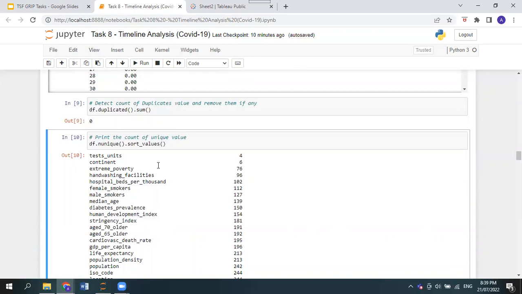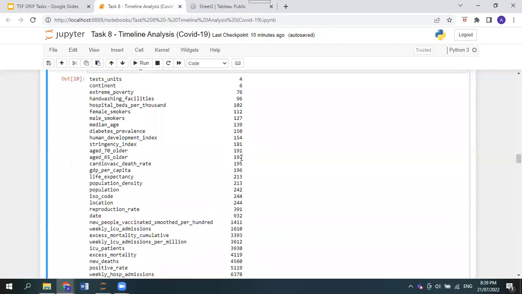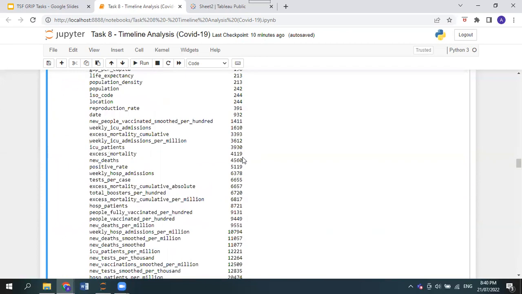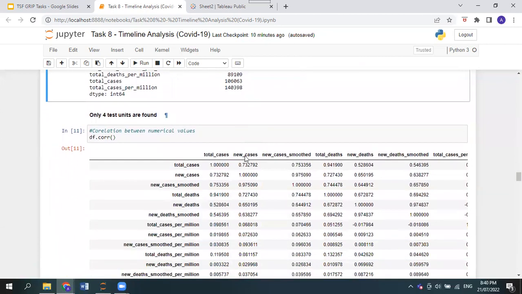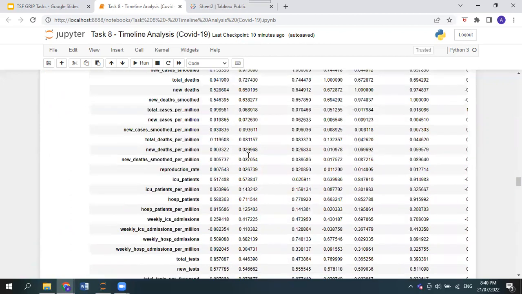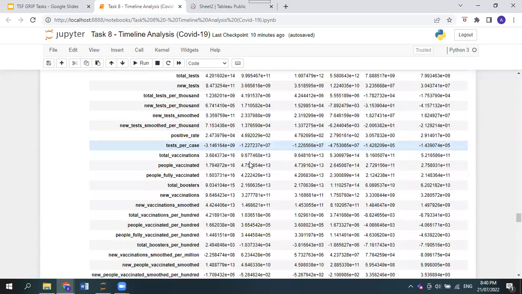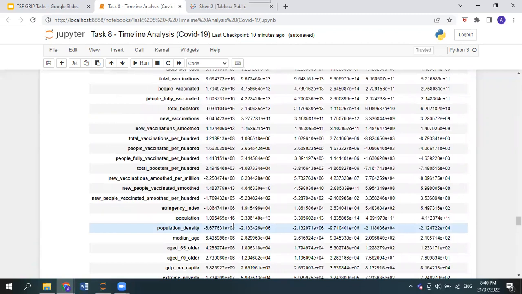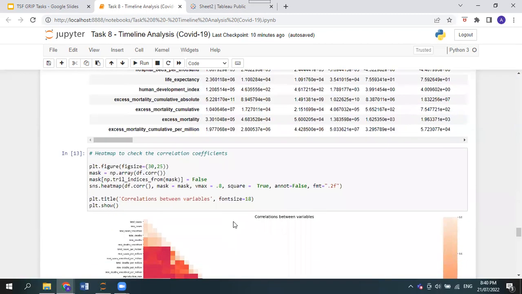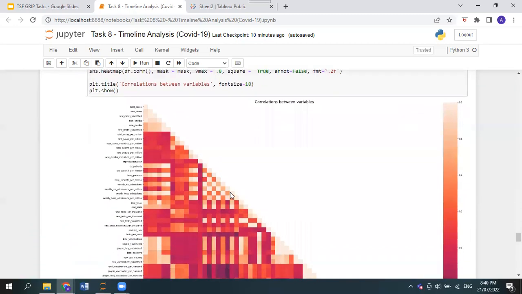Here I am showing the unique values of all columns. Test units and continent have 4 and 6 unique values, which are the lowest, so we can represent them in a bar chart. Here I am showing the correlation between numerical values and covariance. Then we are going to see our data visualizations. Here is the correlation between variables of all columns using a heat map.